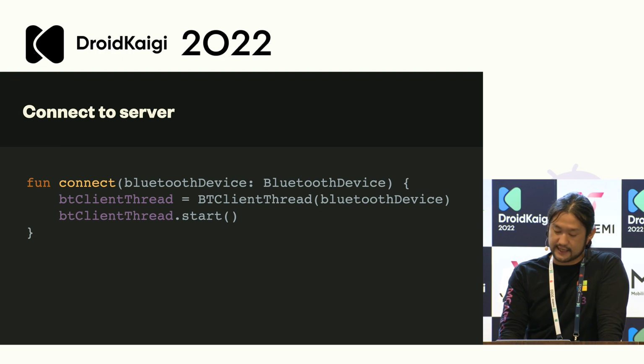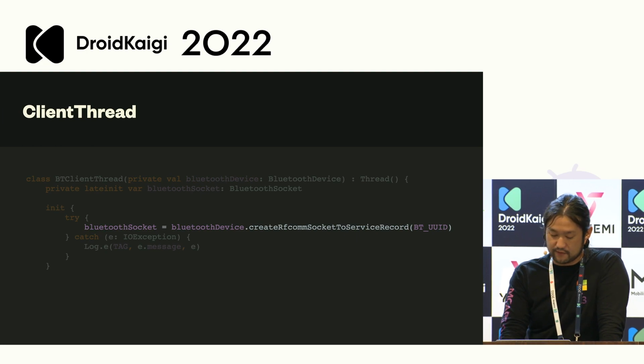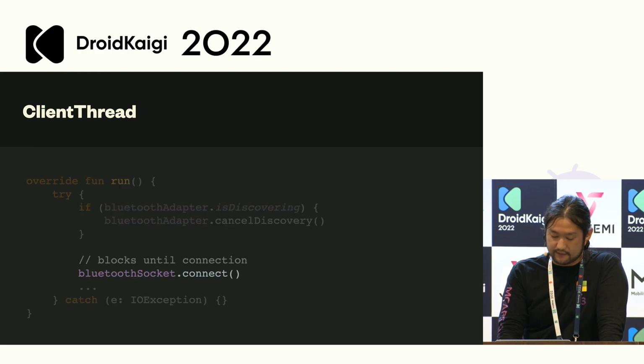Next is the client. The client already has a list of peers to which it can connect, thanks to the broadcast receiver we just created. Once you have declared which peer to connect to, start the client thread via connect. What we are doing here is creating a Bluetooth socket via RFCOMM from that device info. This is how the client knows who to connect to. And the same again. Block with connect and wait for the connection to be established with the other party.